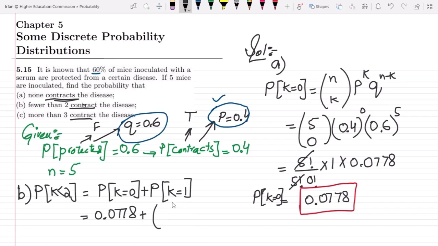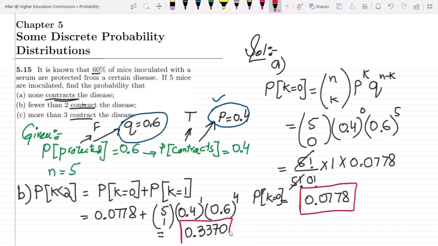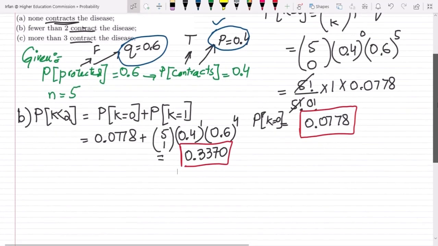Let me find the other one. It would again be the binomial probability theorem, and writing n choose k, we will have here 5 choose 1, probability is 0.4 raised to power k, which is 1, and 0.6, and it would be 5 minus 1, this is 4. Calculating all the values, the answer would be 0.3370. That is basically the solution of part B of my question. Let me move down to solve part C.